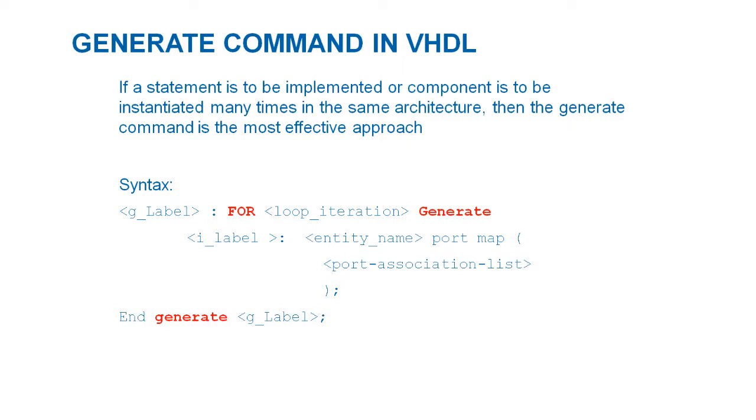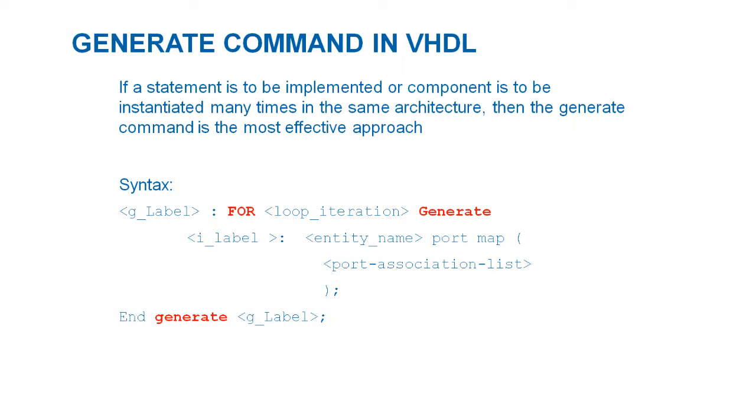If a statement is to be implemented or a component is to be instantiated many times in the same architecture, then the generate command is very effective. What we can do now is give the generate command a label, and each of the statements or implementations in this for generate can be given a label. So the generate command is actually a way of restricting the for loop into being synthesizable. It is a way of ensuring that you have a statically determined number of iterations that are going to be implemented.